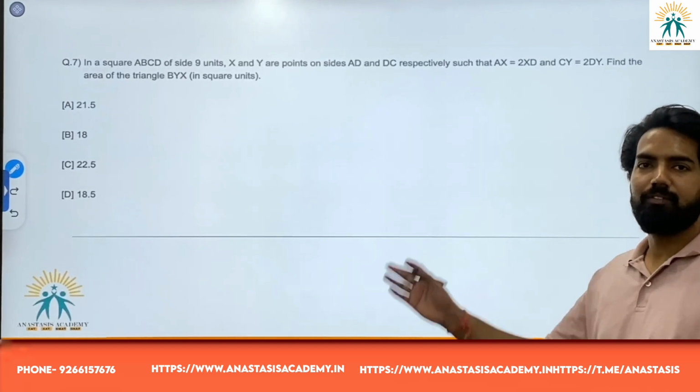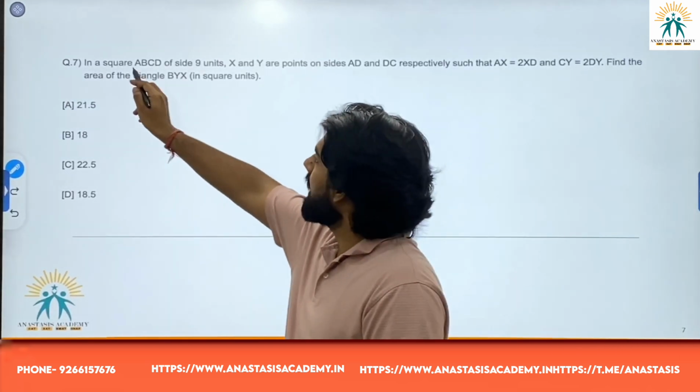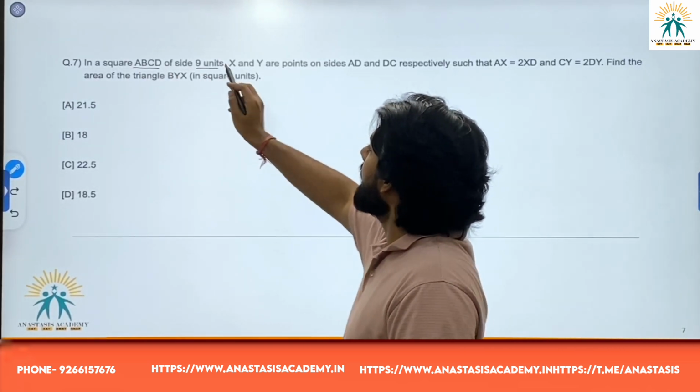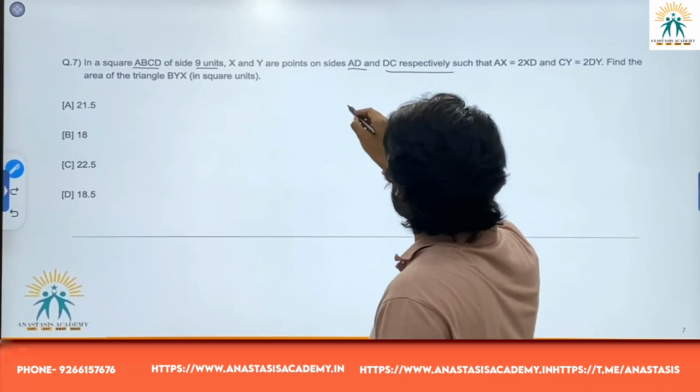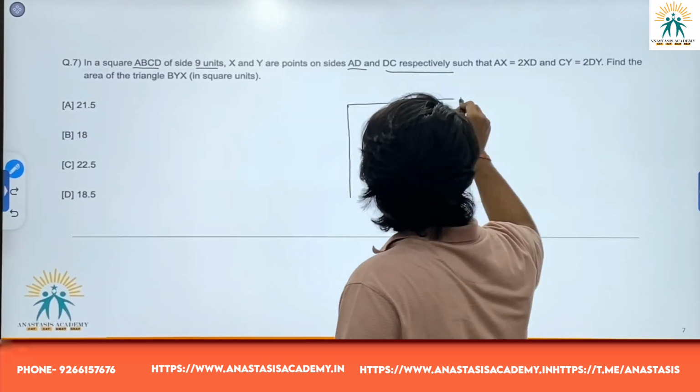Let's just solve this question. In a square ABCD of side 9 units, X and Y are points on side AD and DC respectively. So a square is given.